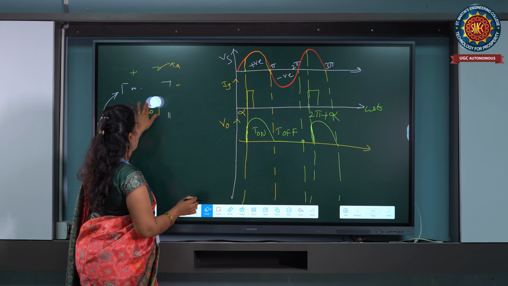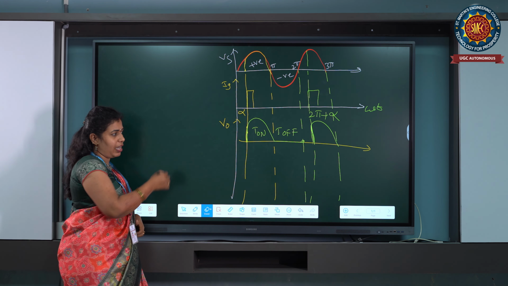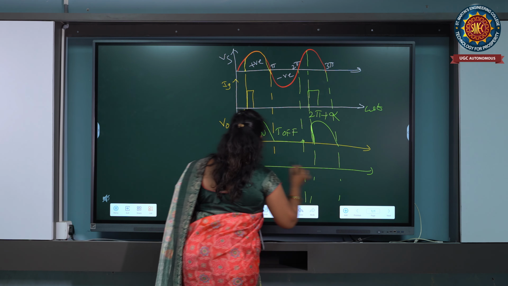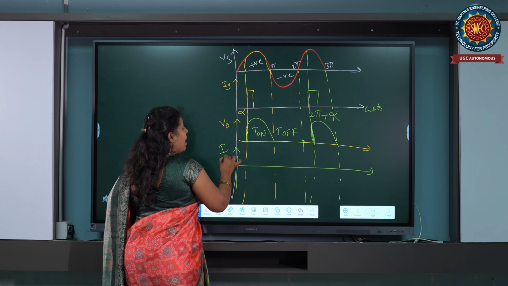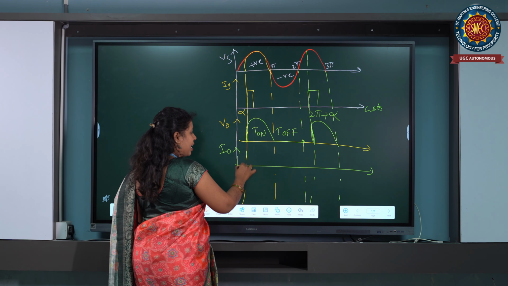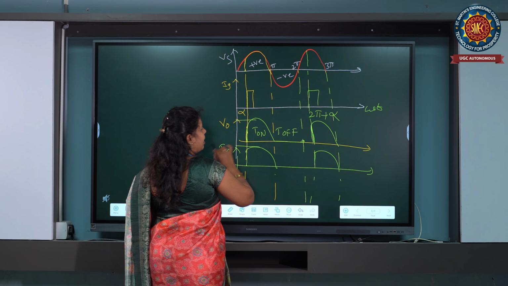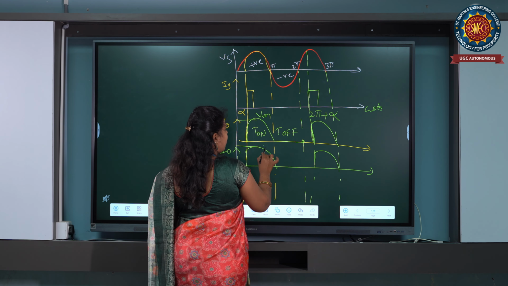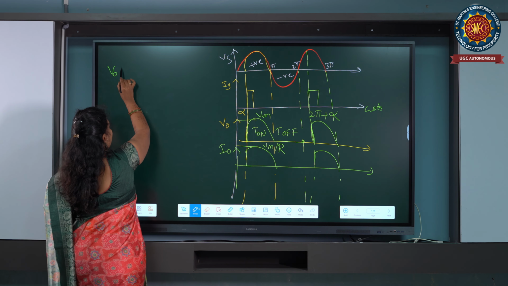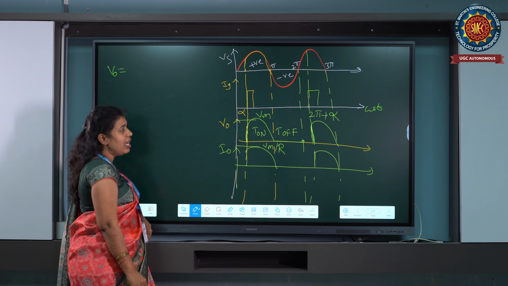So what is the DC average output voltage across the load? The output current will have the same waveform, because here we are using a resistive load. In a resistive load, voltage and current are in phase. So we get the same waveform, but the magnitude is different. Here the magnitude is Vm and here the magnitude is Vm by R. Now we are going to derive the output voltage of the single phase half wave controlled rectifier.